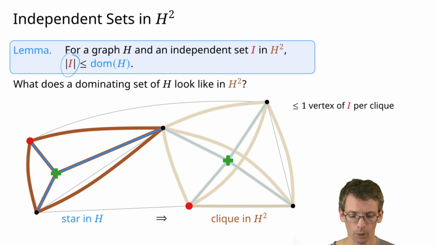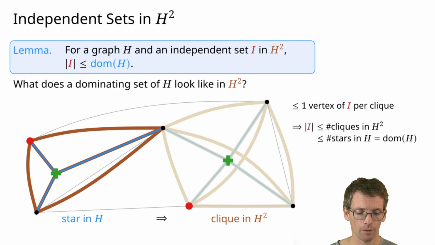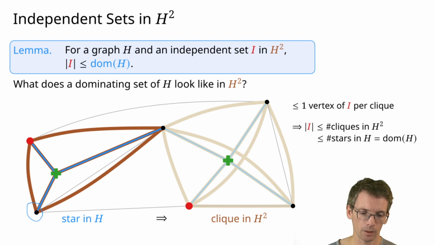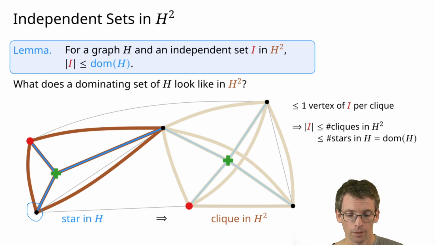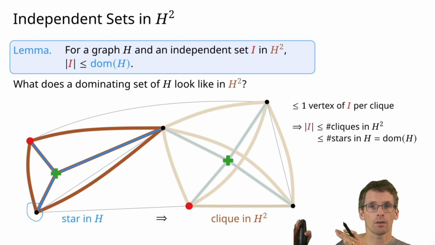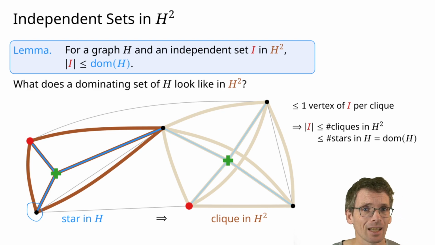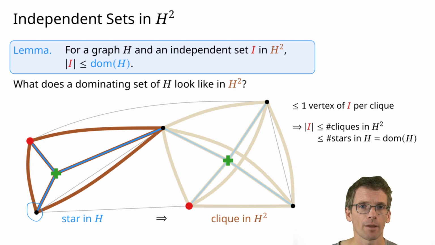But this means that for each of the stars, I can have at most one vertex in my set I. So I have at most one vertex in the independent set per star. The number of stars corresponds to the size of the dominating set, meaning that the size of the independent set will have to be smaller or equal to the size of the dominating set, and in particular smaller or equal to the size of the smallest dominating set. So this proves the lemma.